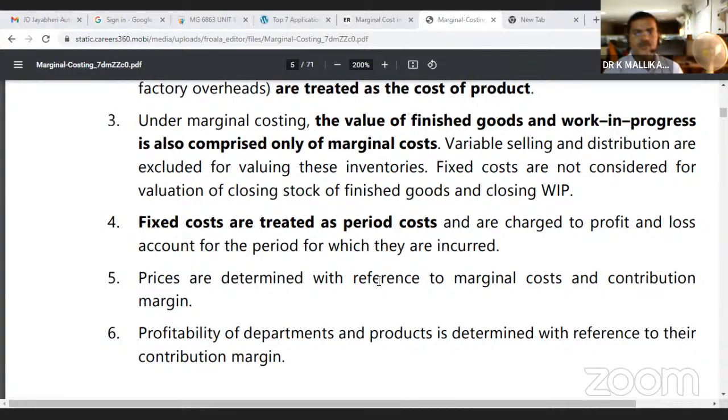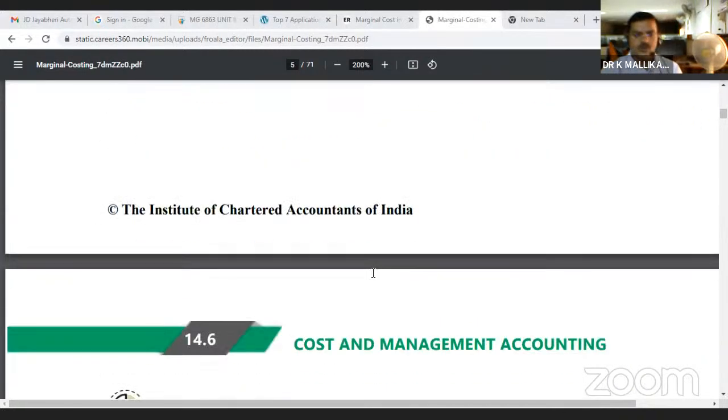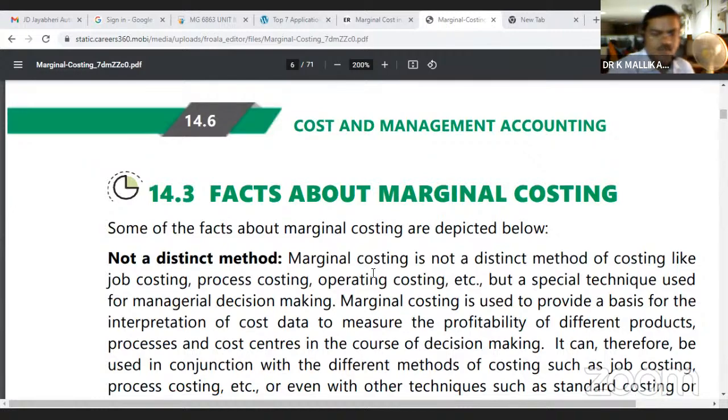So wherever a production company wants to fix selling prices, they consider these marginal costs. Based on that, they can change the price rate, either increase or decrease it, or fix the price rates. So every firm has this as a major objective. Profitability of departments and products is determined with reference to contribution margin. So when you're fixing the price rate, the very important component is the marginal cost.